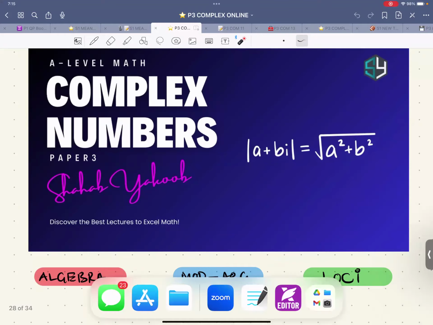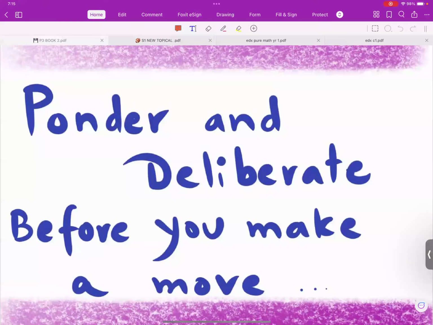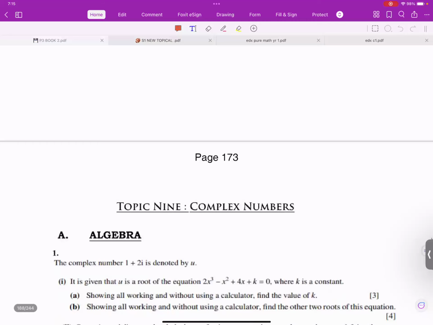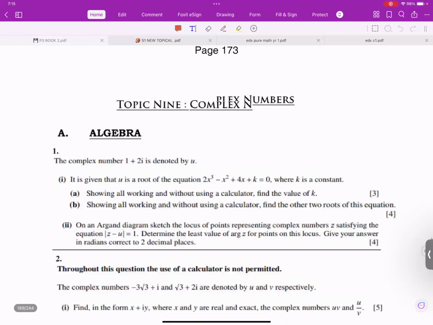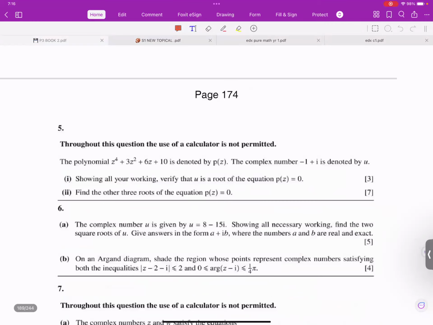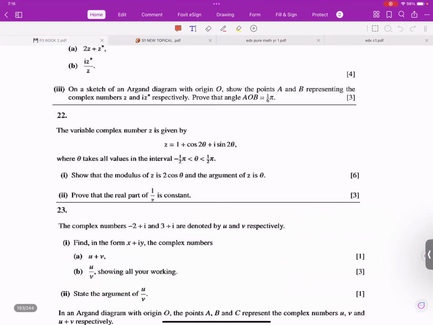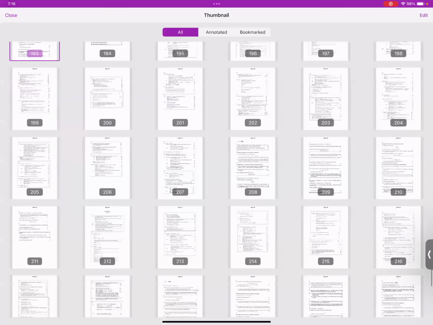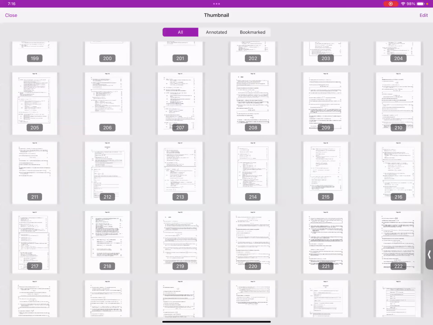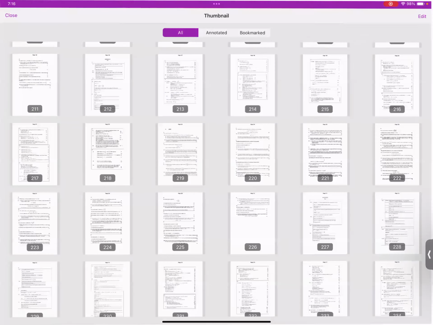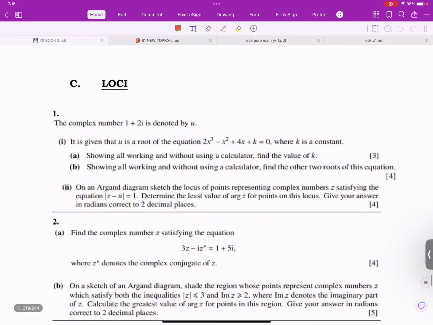Now, let me first pinpoint to you from where I am picking up these questions. They are from your topical past papers. This is topic number 9, that is complex numbers. This one is for algebra. Lot of questions over here. And let me move ahead. Then we get started with the second thing, which is somewhere over here. This is the third thing, that is loci.